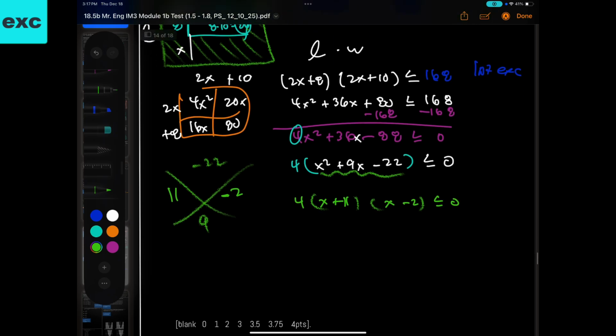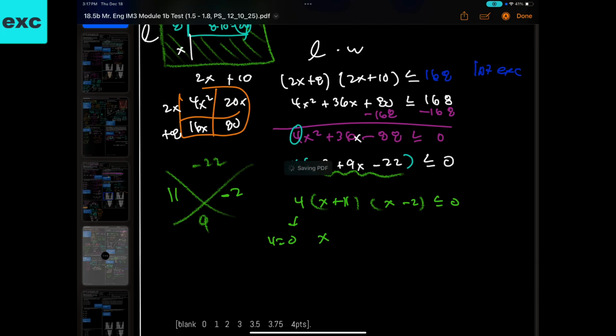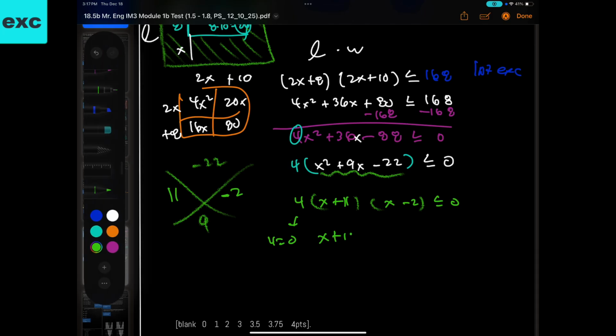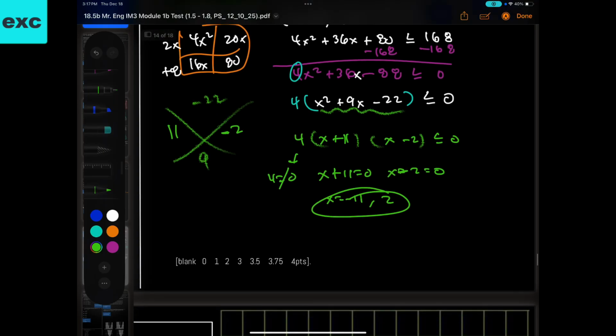Okay. You set each of those equal to 0. Oops, x minus 2 equals 0. That means nothing, so it's no solution there. So x equals negative 11 and x equals 2. So that means the width going around can only be between 0 and 2. If you got that answer, that would be 2 points extra credit. Okay, hopefully that was helpful.